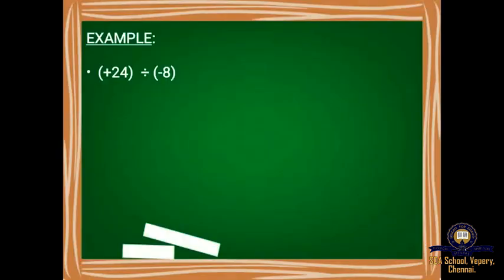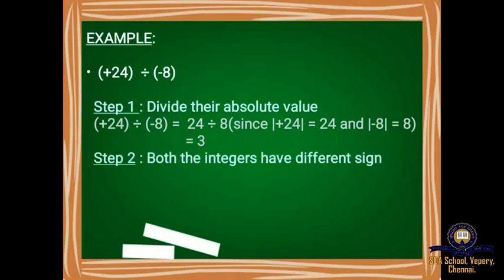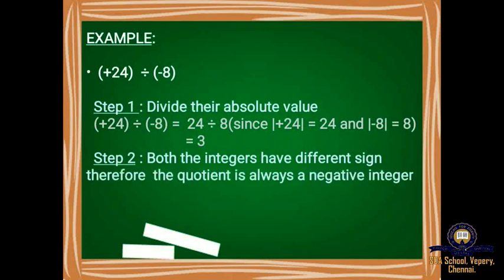Here we have an example. Plus 24 divided by minus 8. Both the integers have different signs. So first we will find the absolute values and divide them. The absolute value of plus 24 is equal to 24 and the absolute value of minus 8 is equal to 8. So 24 divided by 8 is equal to 3. Next, we have to assign the sign. Both the integers have different signs. Therefore, the quotient is always a negative integer. So, plus 24 divided by minus 8 is equal to minus 3.